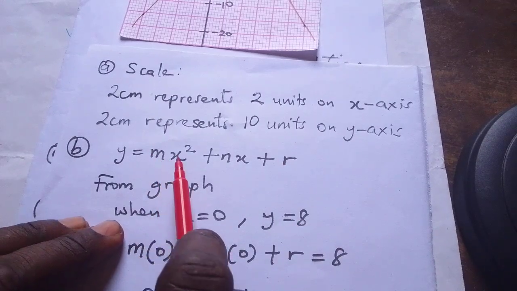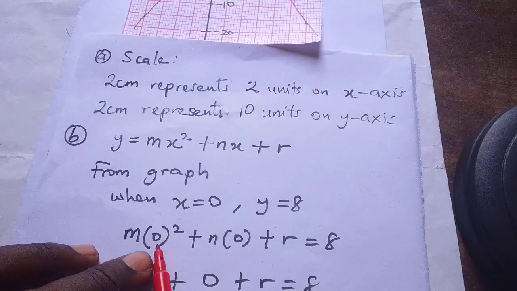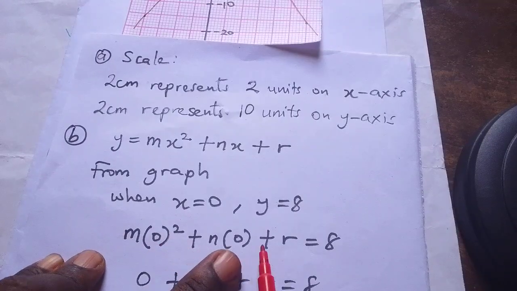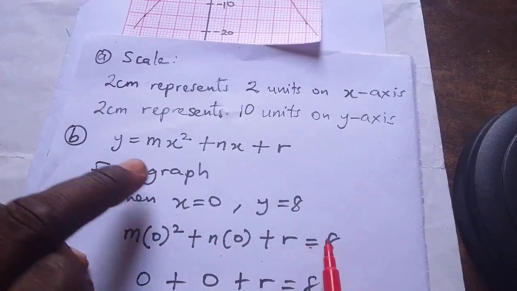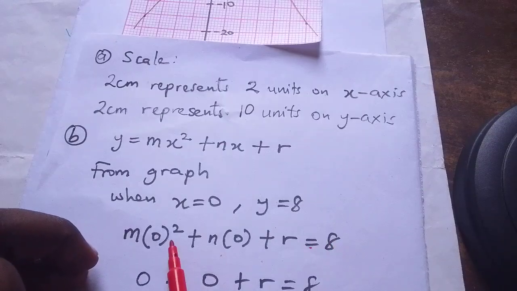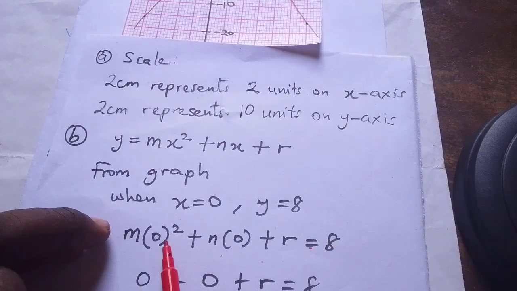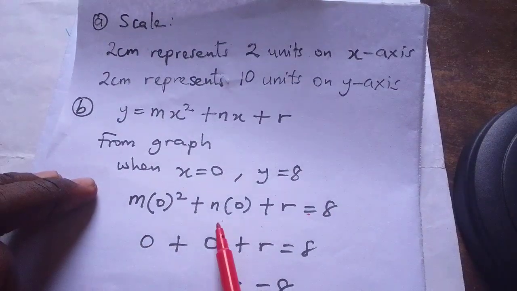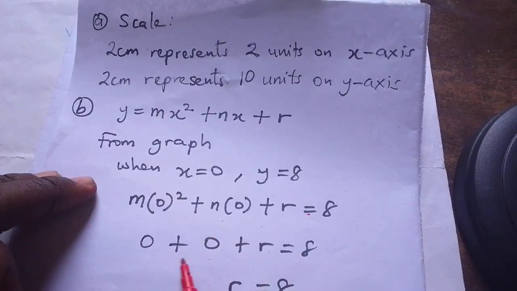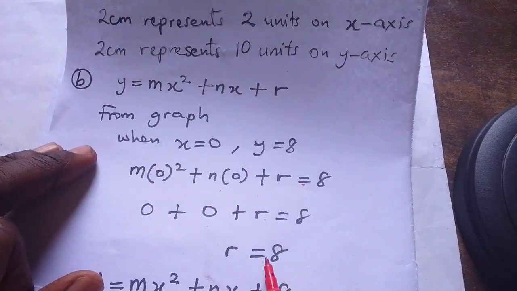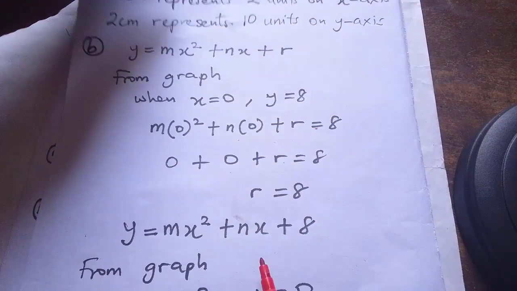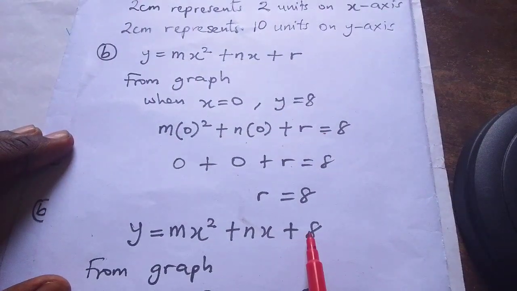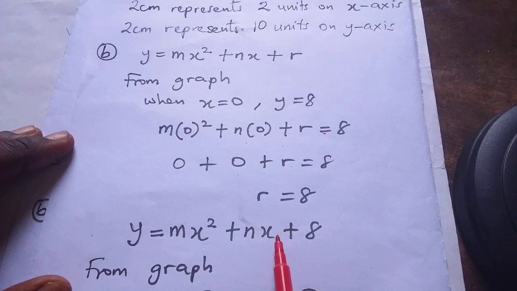So when x is 0, y is 8. So substitute 0 for x: m times 0 squared plus n times 0 plus r is equal to the value for y, which is 8. So this one gives us 0 squared is 0, times m is 0, plus n times 0 is 0, plus r. So you are left with r here. The value for r will be equal to 8. So that means you can substitute the value for r here. So y will be equal to mx squared plus nx plus 8.